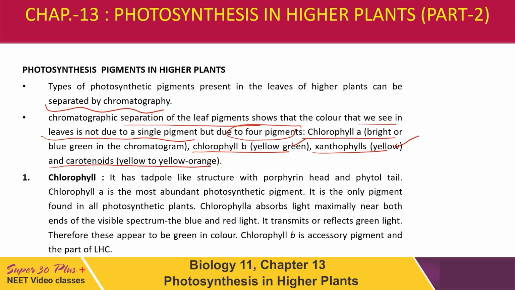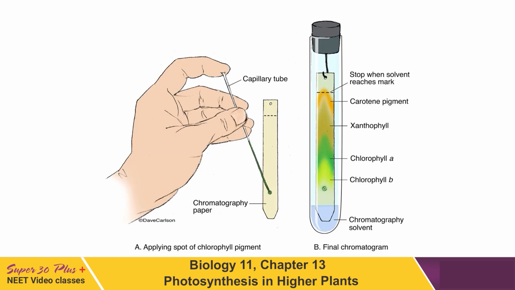I repeat that there are four types of pigments. One is chlorophyll A, which is bright or blue-green. Number 2 is chlorophyll B, yellow-green. Xanthophyll is yellow, and carotenoid, the fourth one, is yellow to orange. So we have to see how we will be able to separate them, but before this we have to see the details one by one.